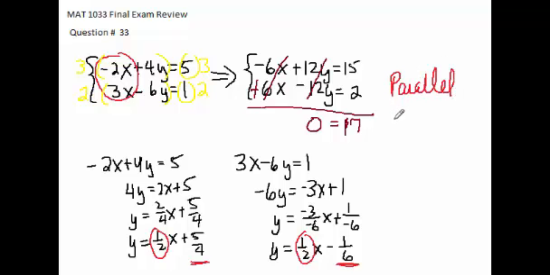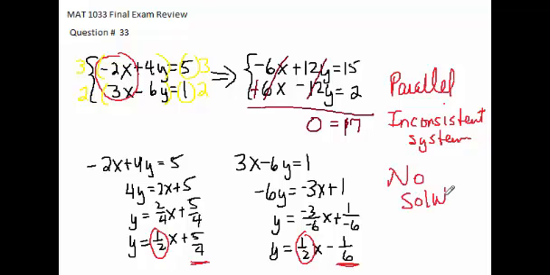This is an inconsistent system, and there is no solution, which means there is no point of intersection. Well, parallel lines wouldn't have a point of intersection, so we write no solution.